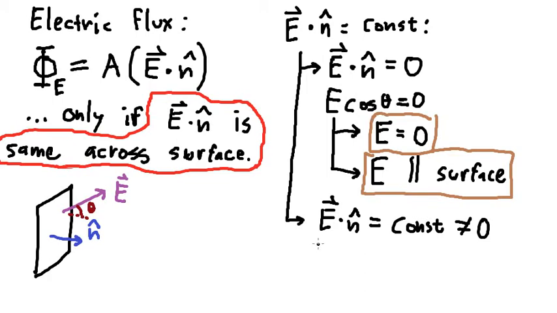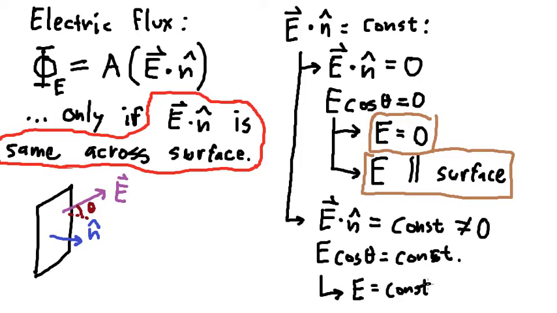So now I'm going to go back up to here and say, okay, what if E dot n hat equals some constant that is not 0, okay? So this is our other possibility. Now we need to know, fine, suppose we know that it's not 0. What are the possible ways in which it can be constant? Well, let's look and see again that what this means is this E times the cosine of theta equals a constant.